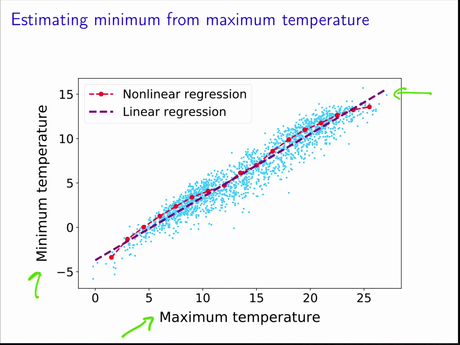Again, in multiple dimensions, instead of having a single line, because here we only have a single line since there's just one feature, we would have a hyperplane. Okay, and that's how the estimator looks.